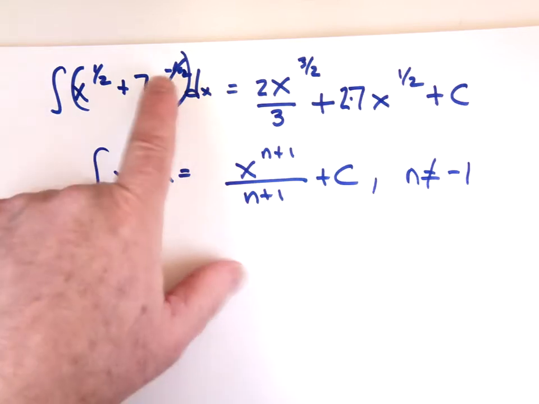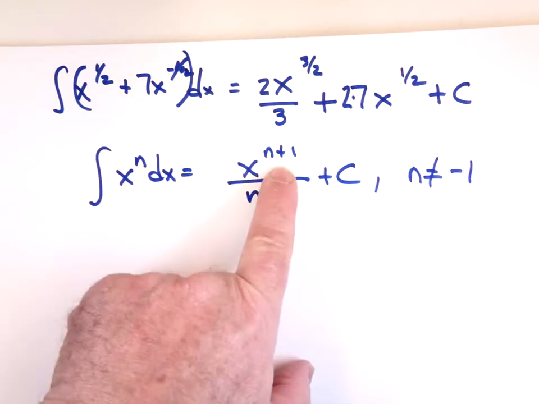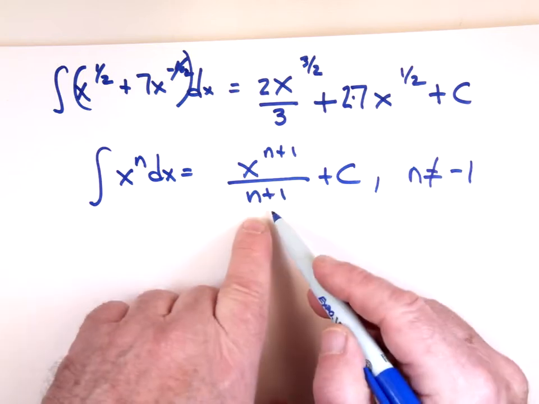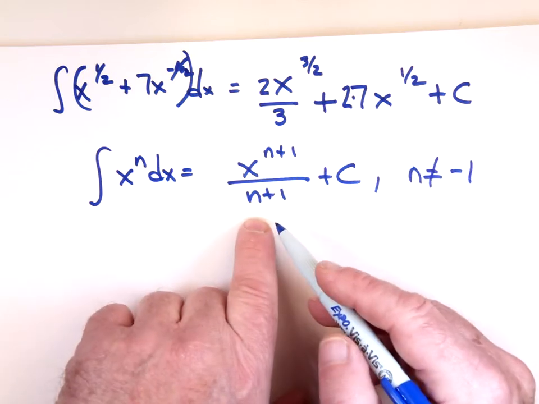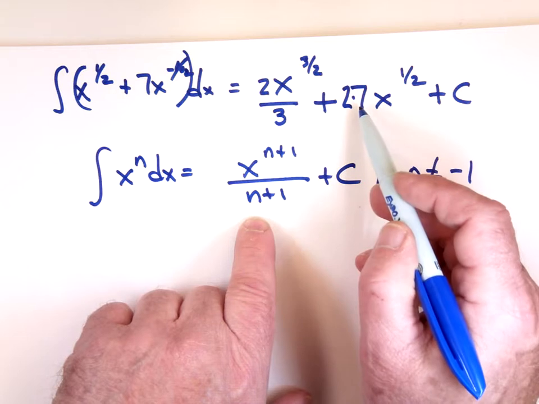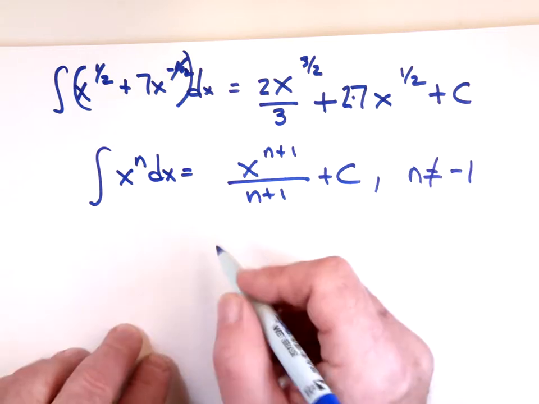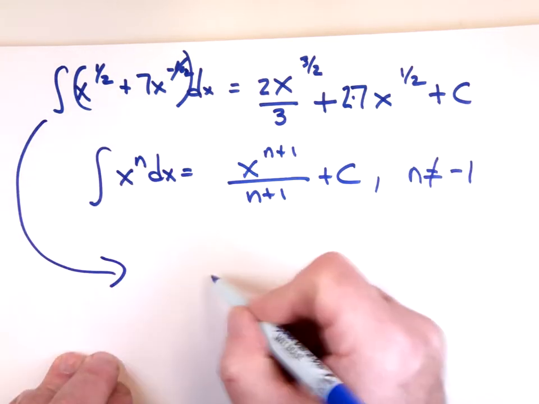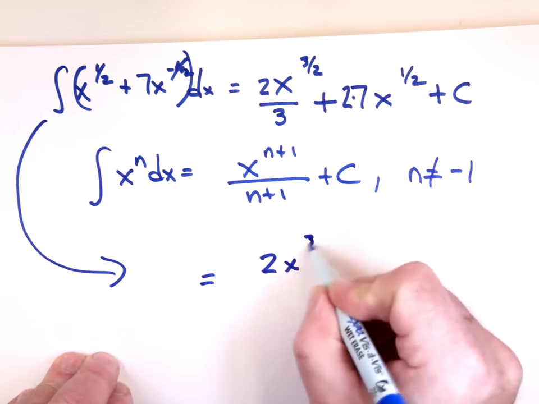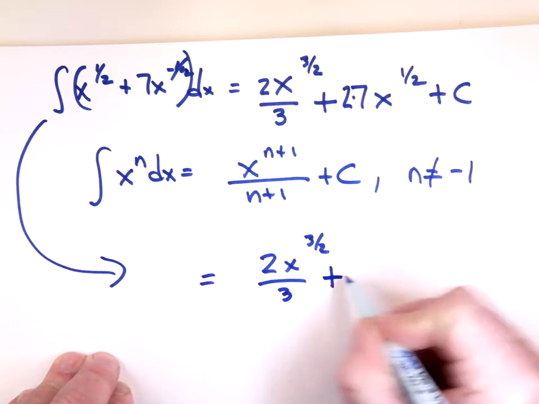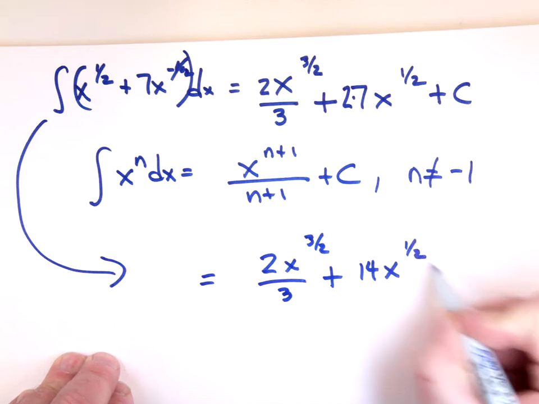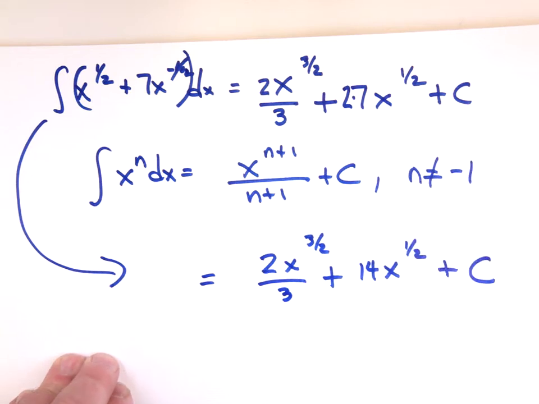So what do we have here? Negative 1/2 is n. Add 1. That gives you a positive 1/2. Divide by that 1/2, which is multiplying by 2. That's why the 2 ends up there. Your final answer for this question here would be 2x to the 3/2 over 3 plus 14x to the 1/2 plus c. Okay? That's what your answer would be. All right? Does that make sense? Good. Any other questions at all?